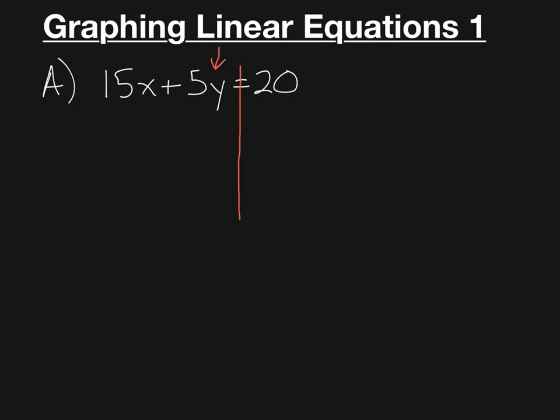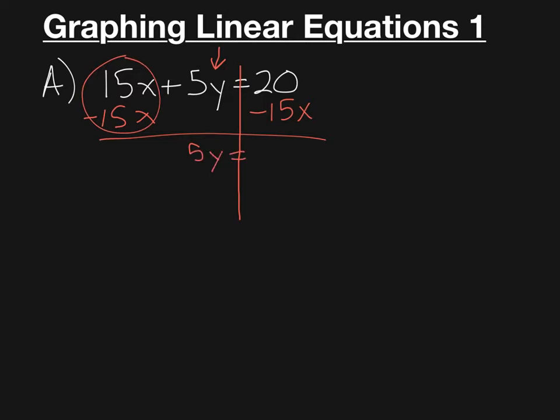So our first step is we have to get rid of this 15x over here, right? In order to get rid of 15x, I'm going to subtract 15x from both sides. 15x minus 15x is 0, right? That gives us 0. Since I'm doing that over there, I also have to do it over here. So on the left, I still have 5y equals.